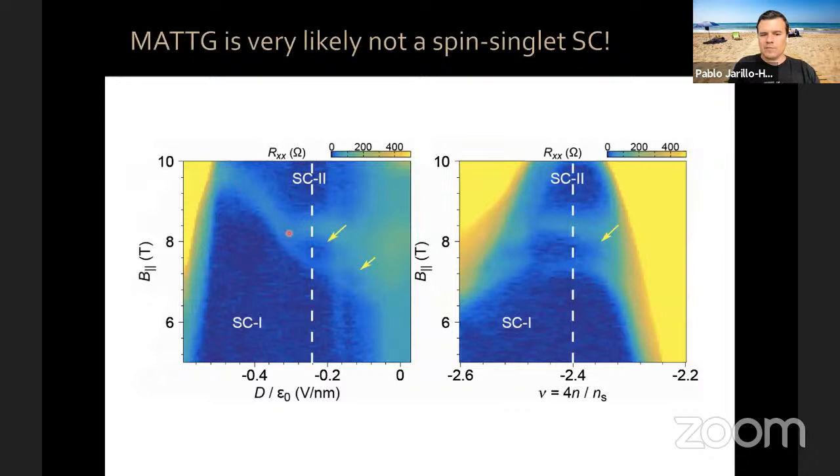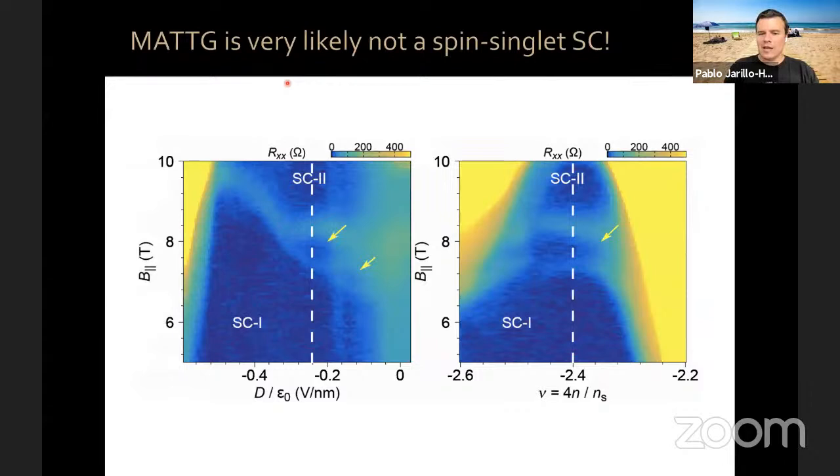We also see these transitions at a certain magnetic field, okay, that separate superconducting one and superconducting two regions. We sometimes see even maybe some signs of other phases, but here resistivity doesn't go precisely to zero, so we don't know if those are really true phases. Okay. So magic angle twisted trilayer graphene is very likely not a spin singlet superconductor. Okay.